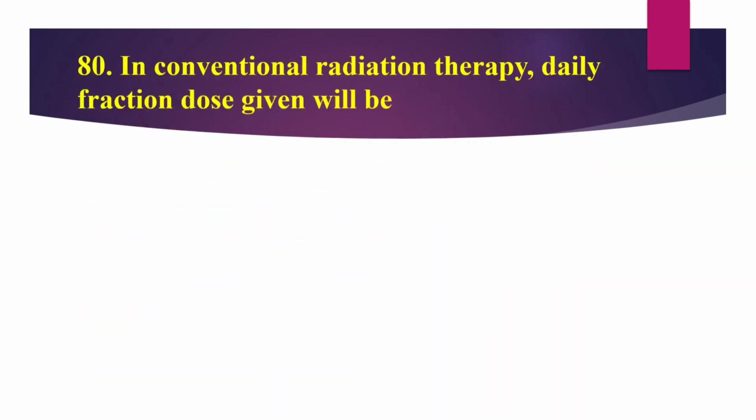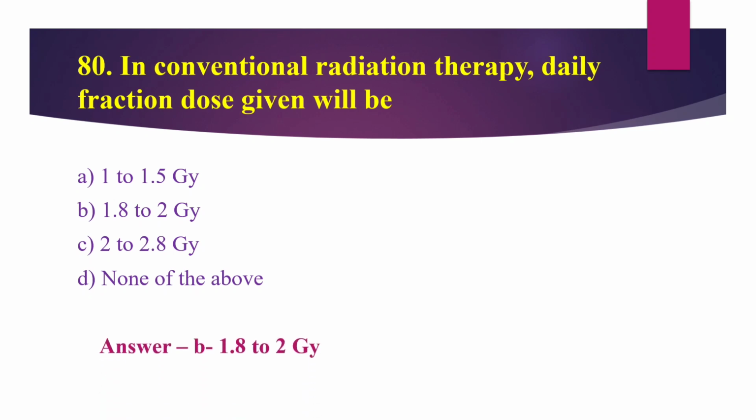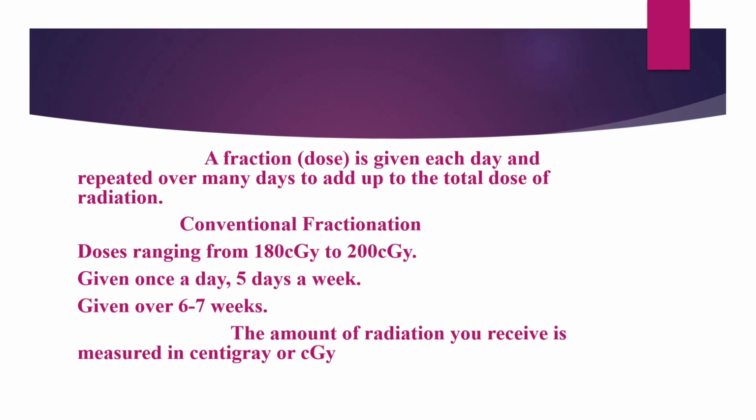Moving on to the next question, question number 80. In conventional radiation therapy, the daily fraction dose given will be option A, 1 to 1.5 gray, option B, 1.8 to 2 gray, option C, 2 to 2.8 gray, and option D, none of the above. Gray is the unit of absorbed dose. So the answer is option B, 1.8 to 2 gray. Now let's see the explanation.